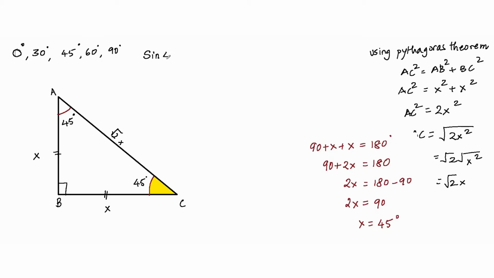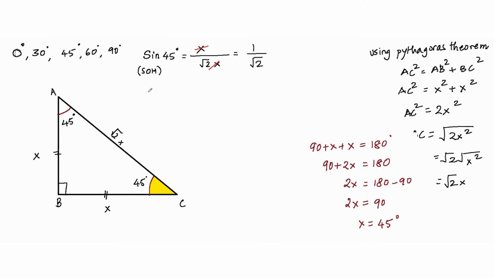So let's take sine 45. Sine is defined as opposite upon hypotenuse, right? So sine 45 will therefore be the side which is opposite to 45, which is x. So it will be x divided by the hypotenuse. The hypotenuse is root 2 x. And now the value of x cancels. Therefore the value for sine 45 is given by 1 by root 2.